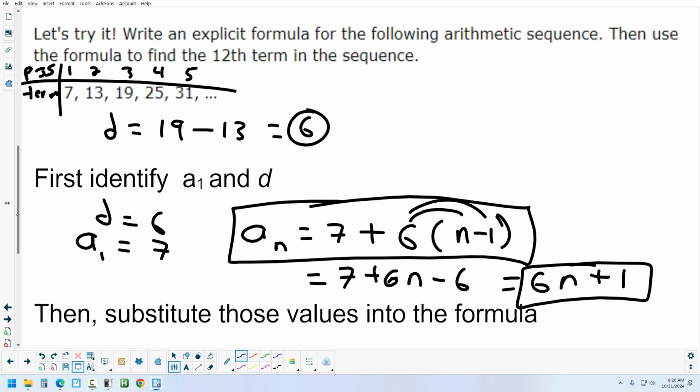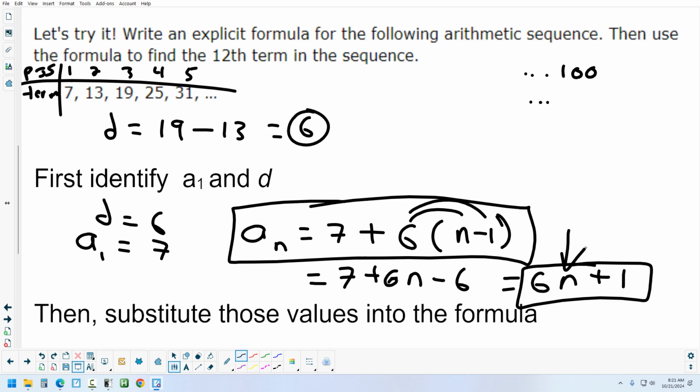So now, let's say you wanted to know the number that would be all the way down in the 100th spot. Okay? I don't want to just keep adding 6 every time. I could make a mistake. So if I want to know the number in the 100th spot, fill in 100 right there.